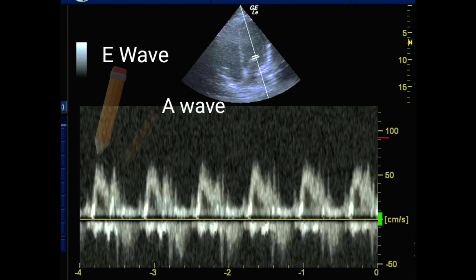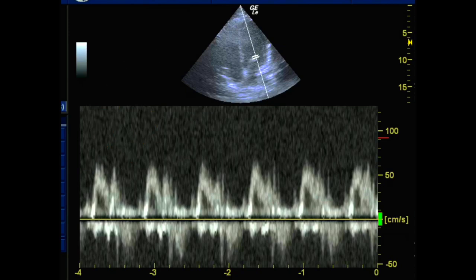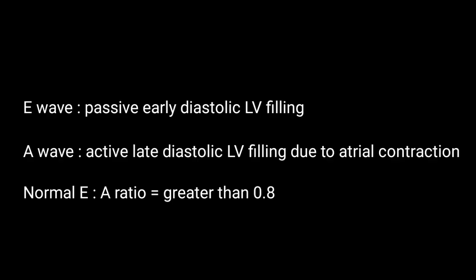E wave represents the early gush of blood from the left atrium to the left ventricle, which is early diastolic filling, and it is a kind of passive movement of blood. It is not because of atrial contraction. When the atria contract, there is another gush of blood from the left atrium to the left ventricle, which represents wave A.